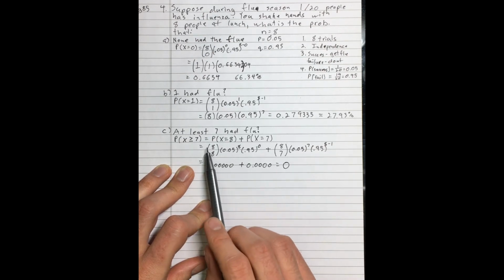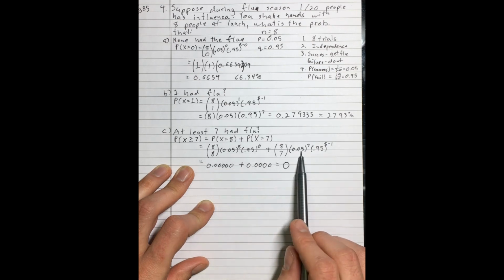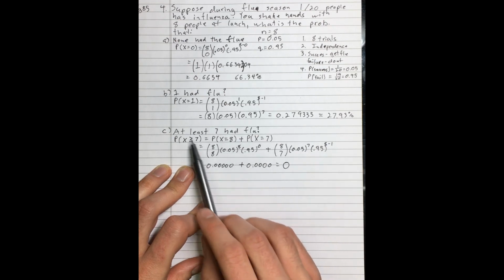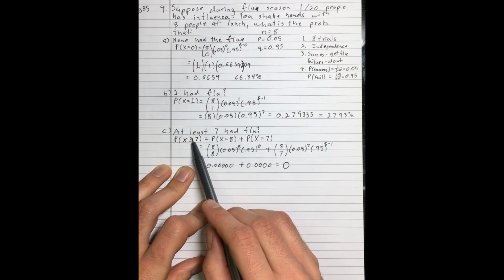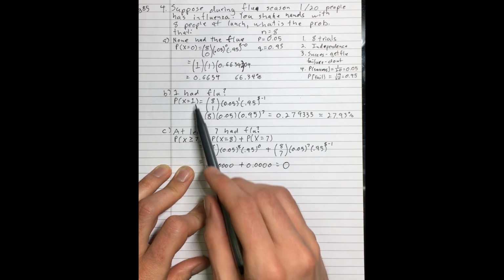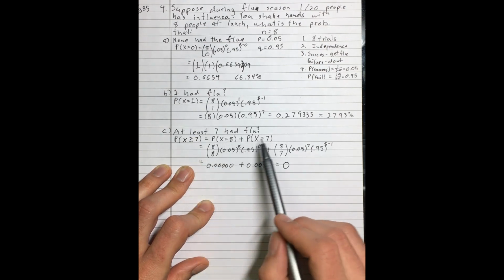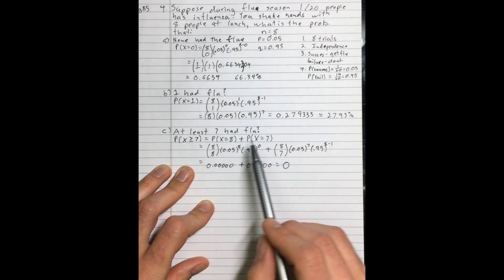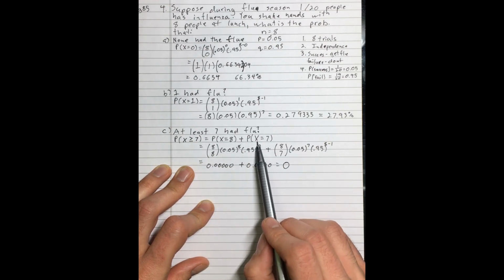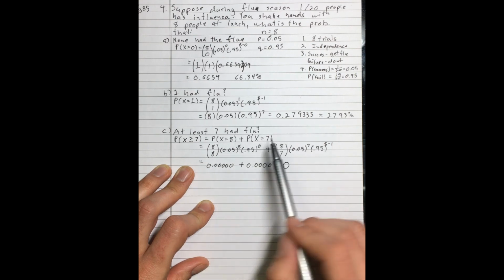But the point that I wanted to make here was that when you're trying to figure out a probability that is an inequality as opposed to an equality, you simply add up the ones you need to compute.